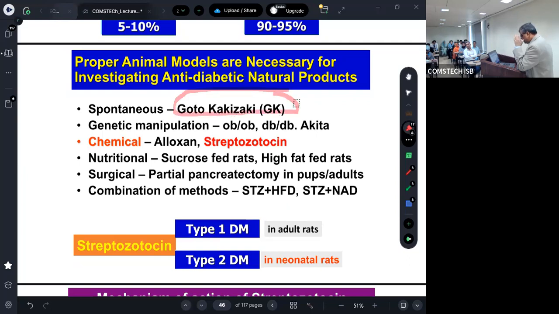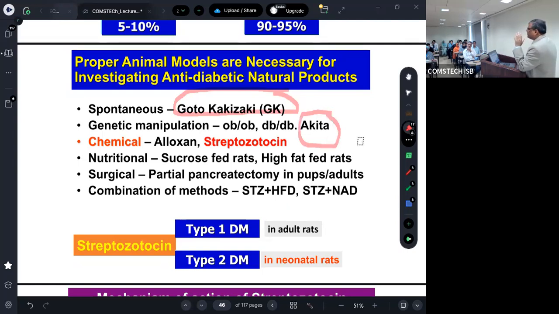Some Japanese scientists developed what we call the Goto-Kakizaki rat. Those rats have a higher incidence of diabetes, male or female, by mating them. After many generations, they find some rats develop diabetes, some rats develop high blood glucose. In this way it takes a long time, many generations. It has a procedure, so it is called spontaneous. Sometimes we call it genetic manipulation: OB, DB, Akita mouse. One of my professors in Japan developed the Akita mouse.